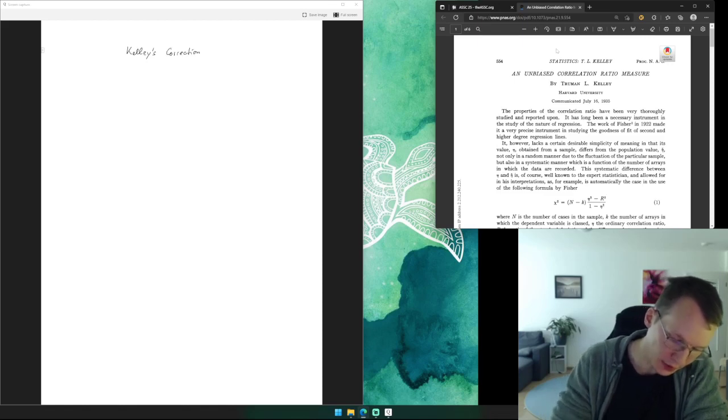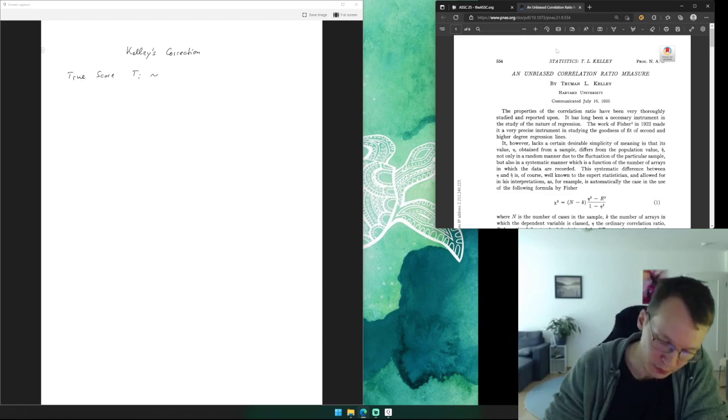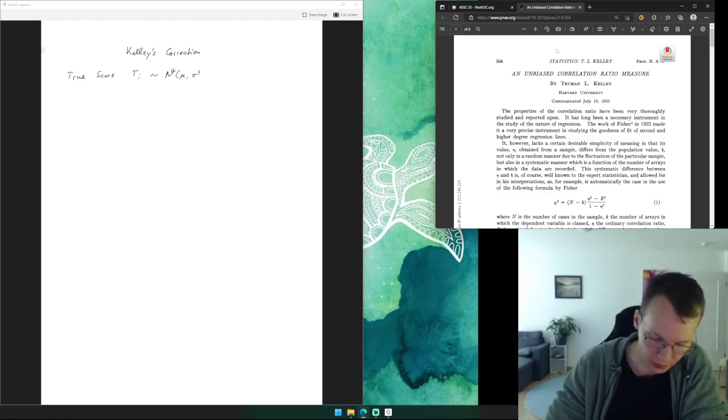And the idea here is that we have for each participant a true score. Let's call this T_i. That's basically the true IQ value. And let's assume this comes from a normal distribution with some expected value and variance. So for example, expected value 100 and standard deviation of 15.